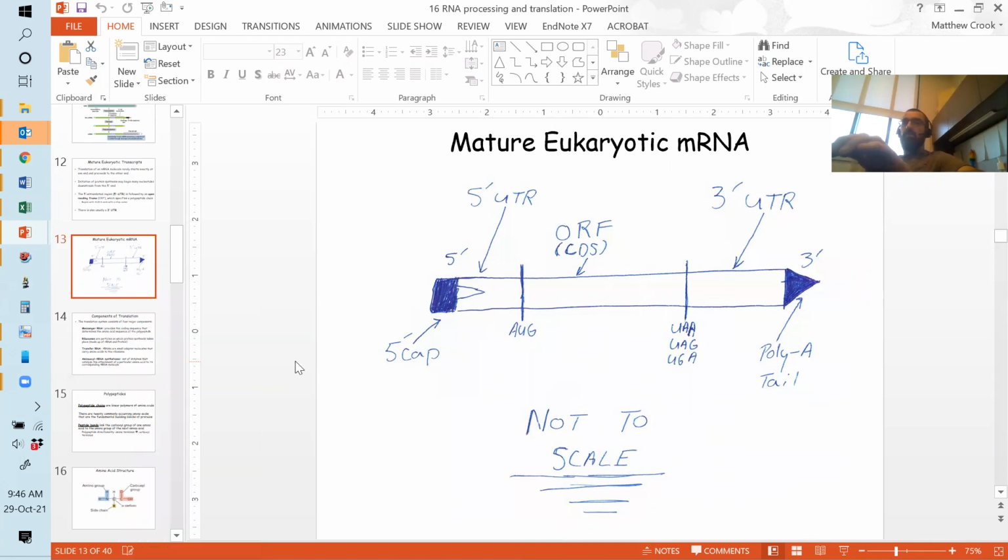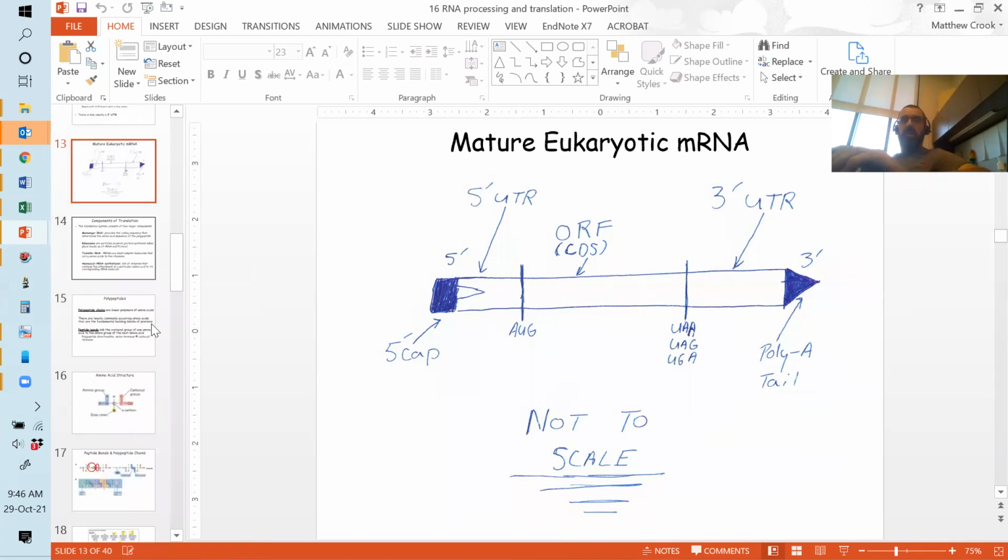And so what we need to do now is figure out how we go from this information in mRNA to that complex three-dimensional structure.